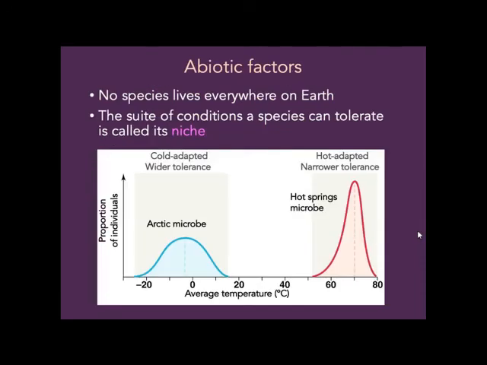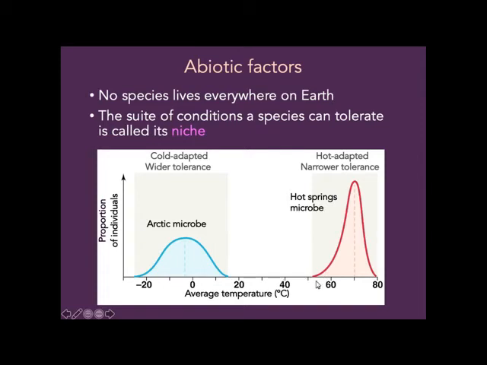So there is nothing that can live in all the places of Earth, right? And we have a name for the suite of conditions a species can tolerate, and that is called a niche, okay? So a niche is just the range of all possible places that particular species can live in. So for example, if we look at an Arctic microbe, it has a tolerance for cold weather. It actually can't really live in hot weather. It can only live between 20 and minus 20 degrees Celsius. Okay, so it's cold adapted. You can also see that it can tolerate a quite wide range of temperatures that might be experienced in the Arctic as things thaw and then refreeze.